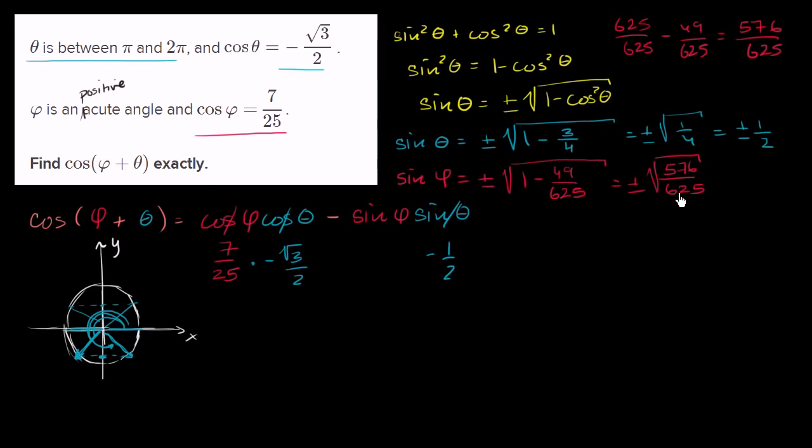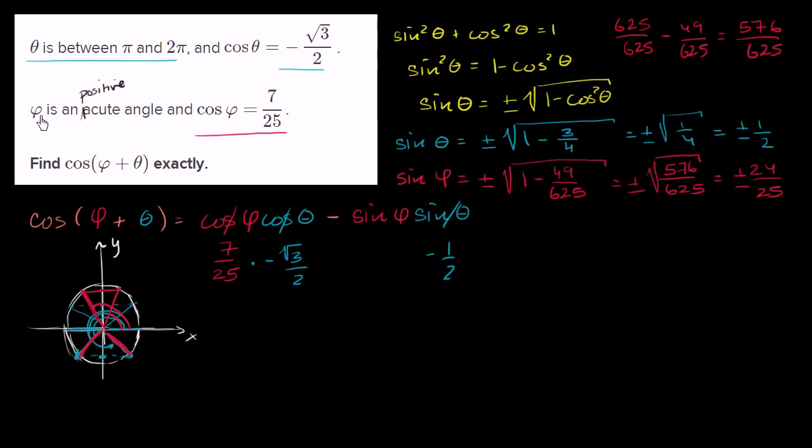And let's see, I know what the square root of 625 is. It's 25. 576 is 24 times 24. Yep, it is 576. So this is equal to plus or minus 24 25ths. And remember, the sine of an angle is the y coordinate of where the terminal ray intersects the unit circle. So we're either looking at one of these angles if the sine is positive, or we're looking at a terminal ray down here.